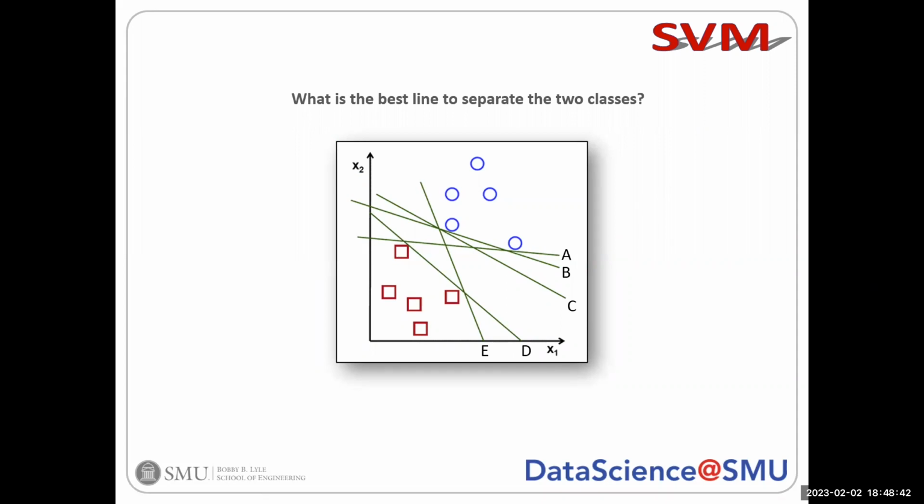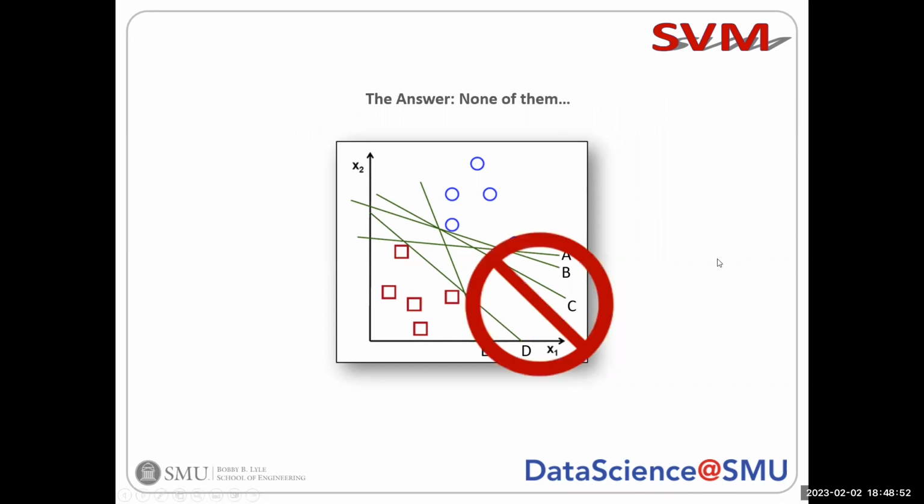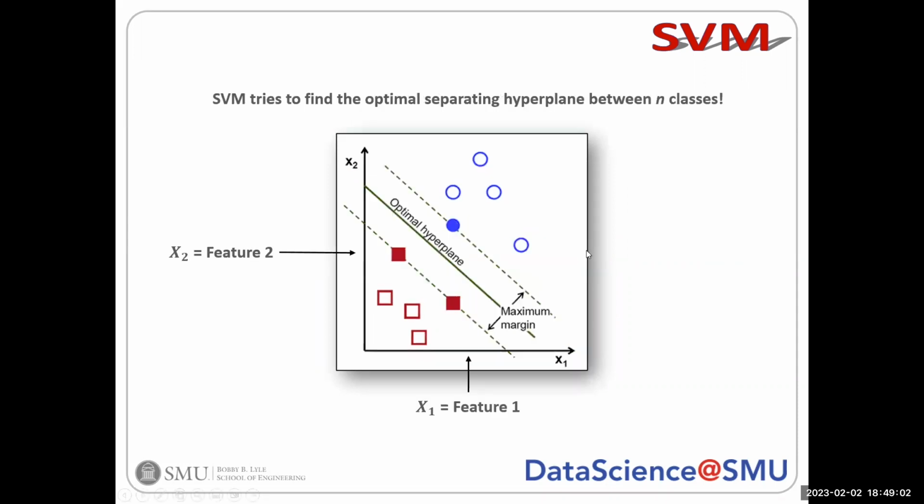I'll give you the answer to save a little time. The question was, which one of these lines is the best line to separate the circle or the square? Well, the answer is, if you were Vladimir Vapnik back in like the 1940s, you would have said none of these lines are the best answer. The best answer is the line that maximizes or creates the optimal separating hyperplane, right? So all he's saying is, look, you need to draw a line to separate your two classes that has as much margin on each side of the decision boundary as possible.